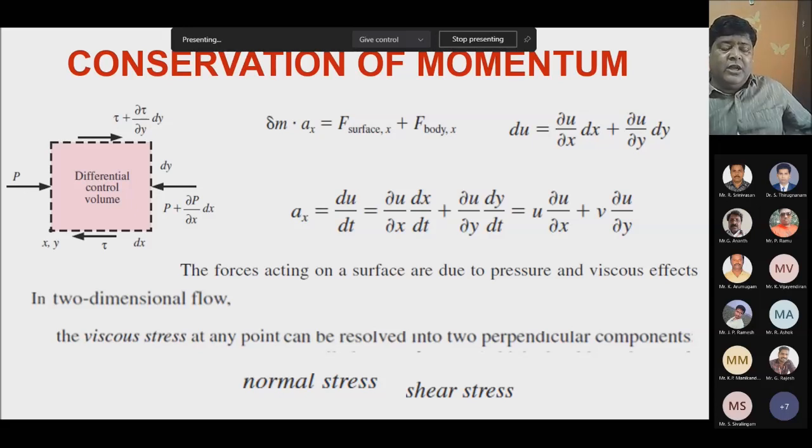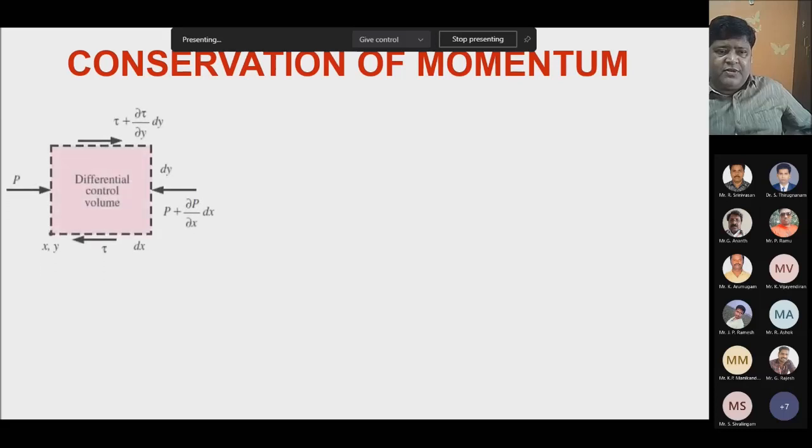We should not get confused between pressure and normal stress. Pressure is nothing but the force that is exerted by the adjacent fluid on the surface. That is pressure, which will occur normal to the surface. Whereas normal stress is nothing but a stress that is due to the viscosity effect. So viscosity effect in the x direction is what you call normal stress. You have two perpendicular components, one is normal stress and another one is shear stress. So totally you have pressure, normal stress, and shear stress coming into play.